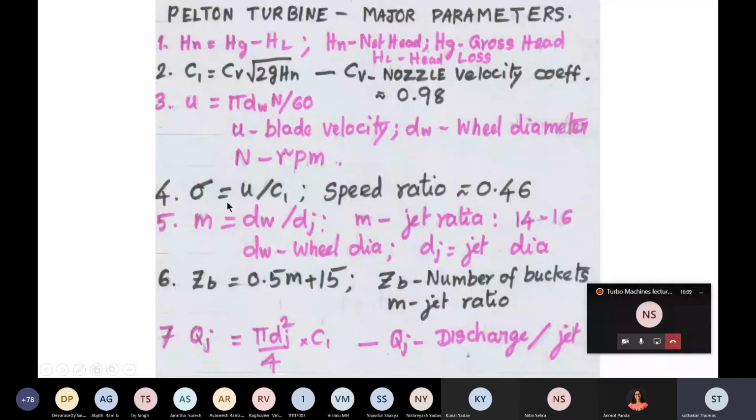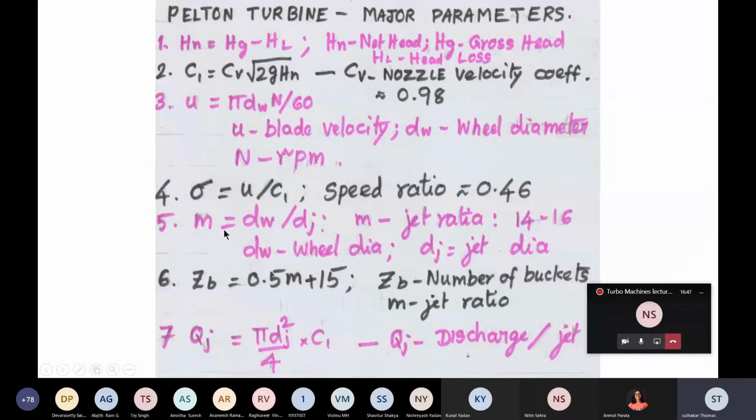Then the next one is sigma. Sigma is the blade speed ratio or speed ratio, which is blade velocity by jet velocity, about 0.46. We found that for maximum efficiency it should be 0.5, U by C1 should be 0.5, but from practice they have found that 0.46 is the optimum. So almost everywhere this 0.46 is used as the speed ratio.